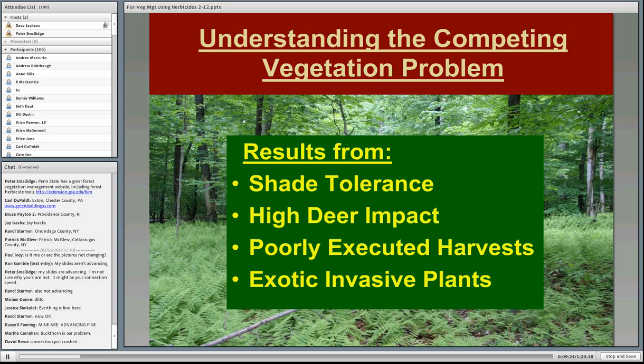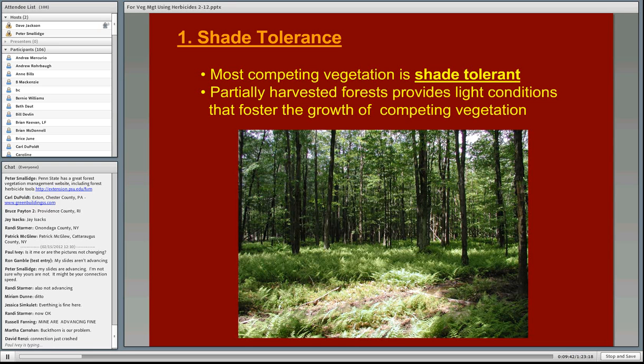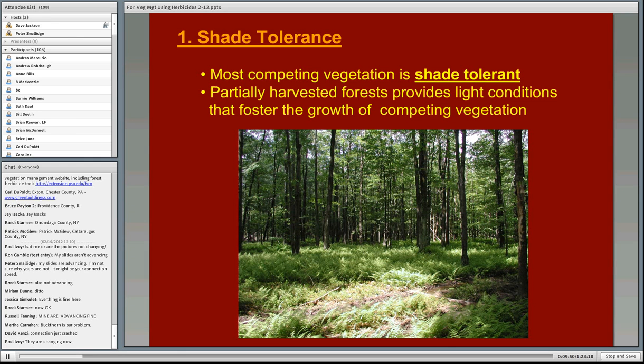So let's look at each one of these a little bit closer and try to understand how these characteristics influence the amount of vegetation that we consider competing in our forest today. So number one, shade tolerance. Most competing vegetation is considered shade tolerant. They grow and they develop and they do just fine in shady understory conditions. So if we look at things like beech, American beech, striped maple, the fern, the hay-scented fern, Japanese barberry, all those things are shade tolerant.